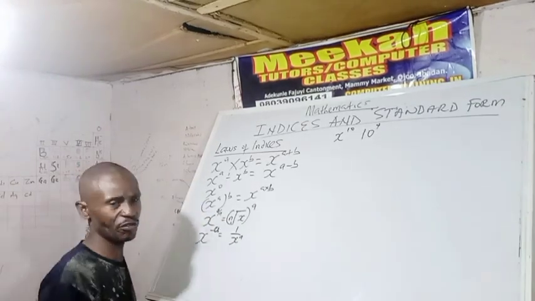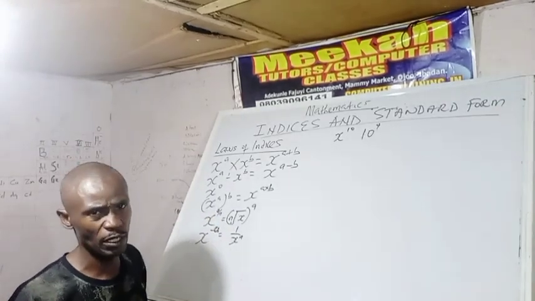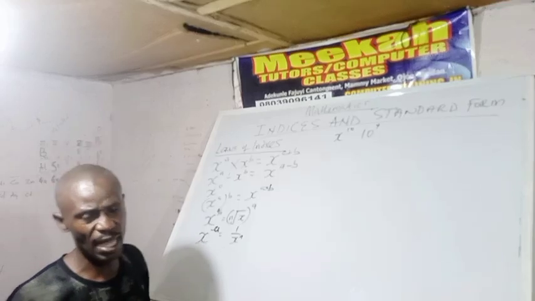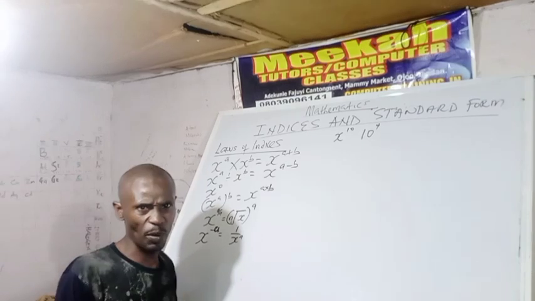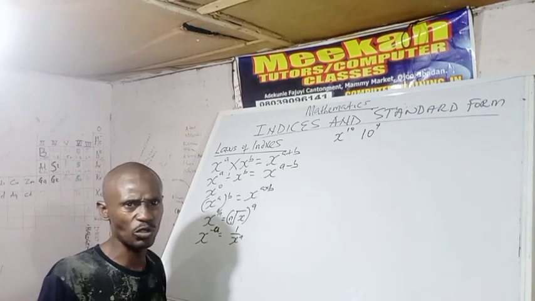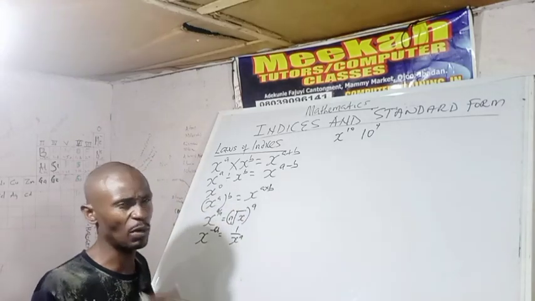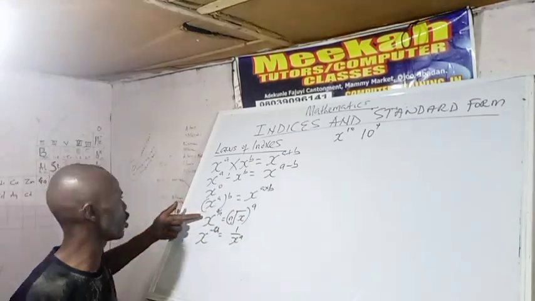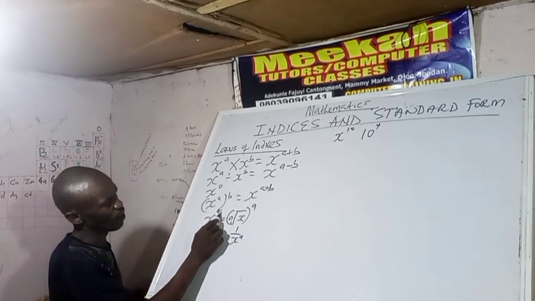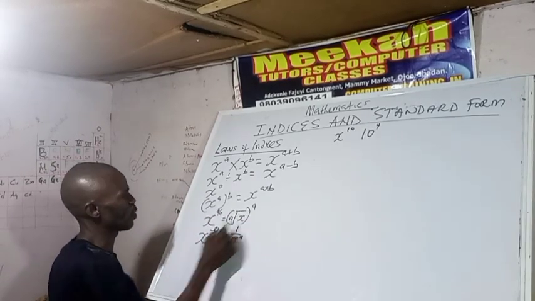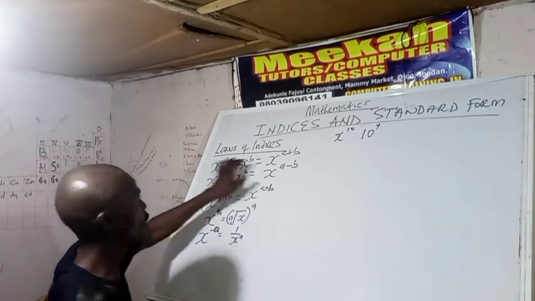Now, the first law says x raised to power a times x raised to power b equals x raised to power a plus b. X raised to power a divided by x raised to power b equals x raised to power a minus b. X raised to power 0, that is anything raised to power 0, equals 1. X raised to power a bracket b equals x raised to power a times b. And you still have x raised to power a over n, which is the nth root of x raised to power a. Let's quickly see the application of all these laws.